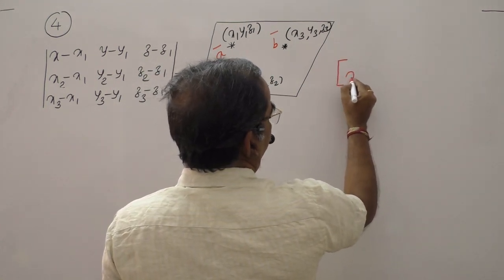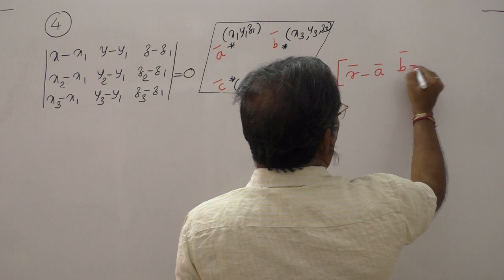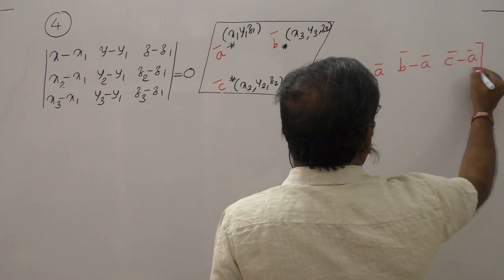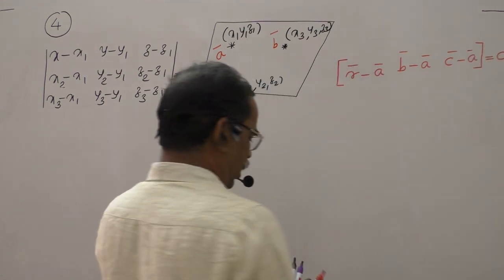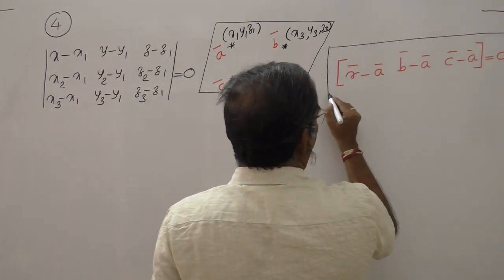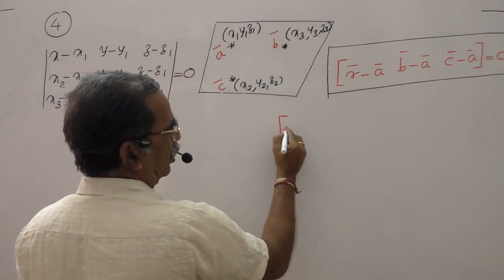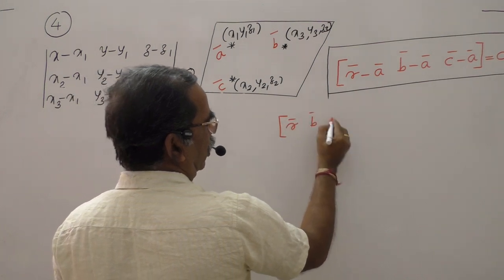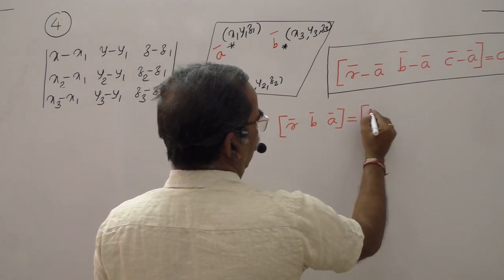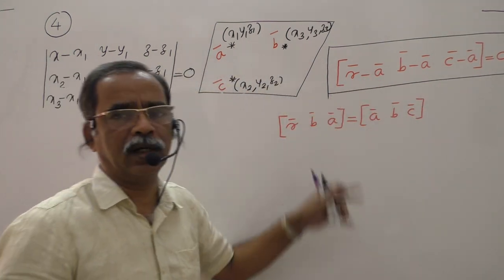The vector equation of the plane is [R bar minus A bar, B bar minus A bar, C bar minus A bar] is equal to 0. This is the vector equation of the plane passing through 3 points. You can simplify this. If you simplify, you can transform this as [R bar, B bar, A bar] box is equal to box of [A bar, B bar, C bar]. Both are the same. I expanded this.